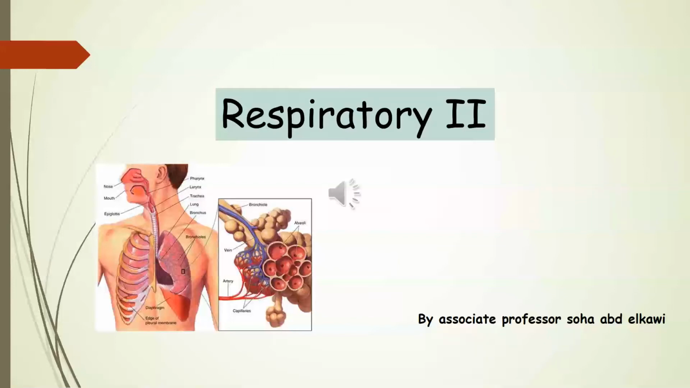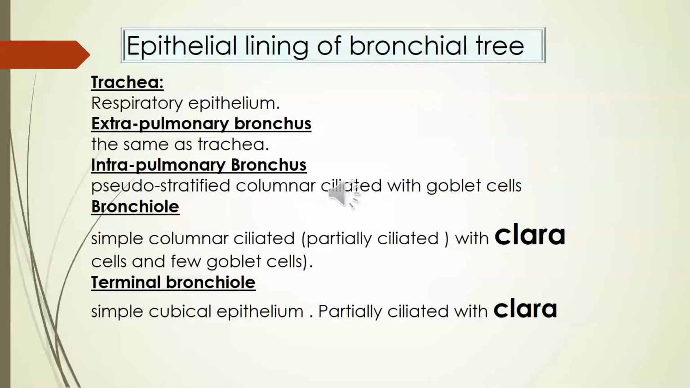Today we are going to study the respiratory portion of the respiratory system. I would like to remind you of the type of epithelial lining in different parts of the bronchial tree. We started with the trachea. The trachea is lined by respiratory epithelium, pseudostratified columnar ciliated with goblet cells.